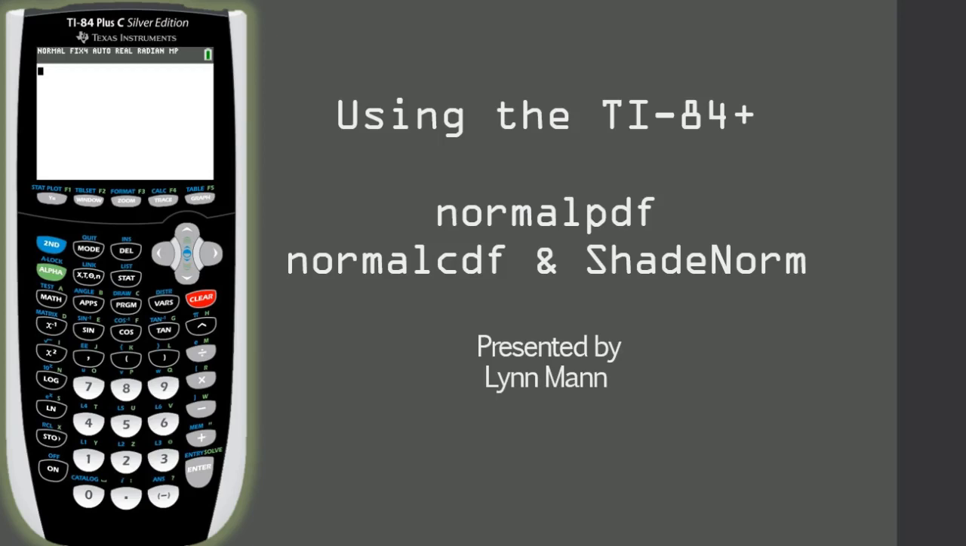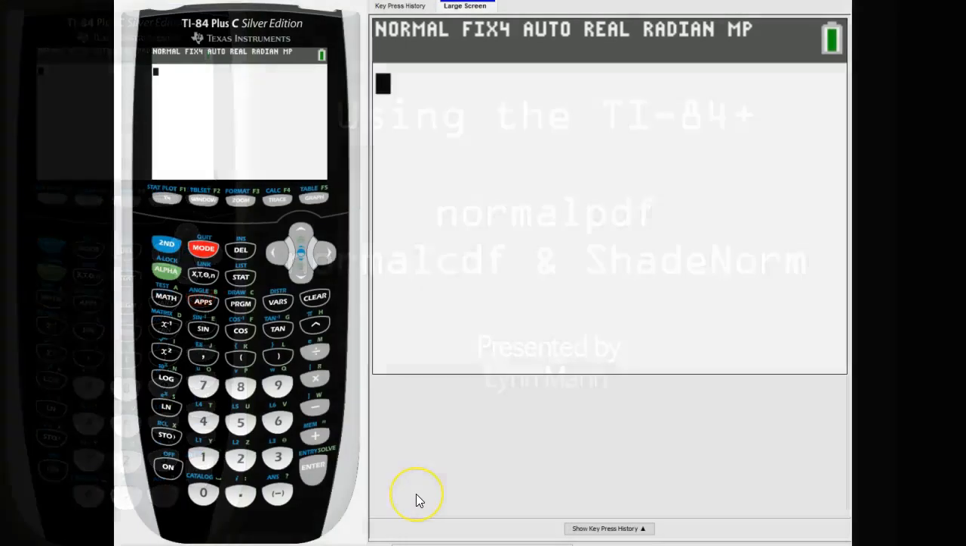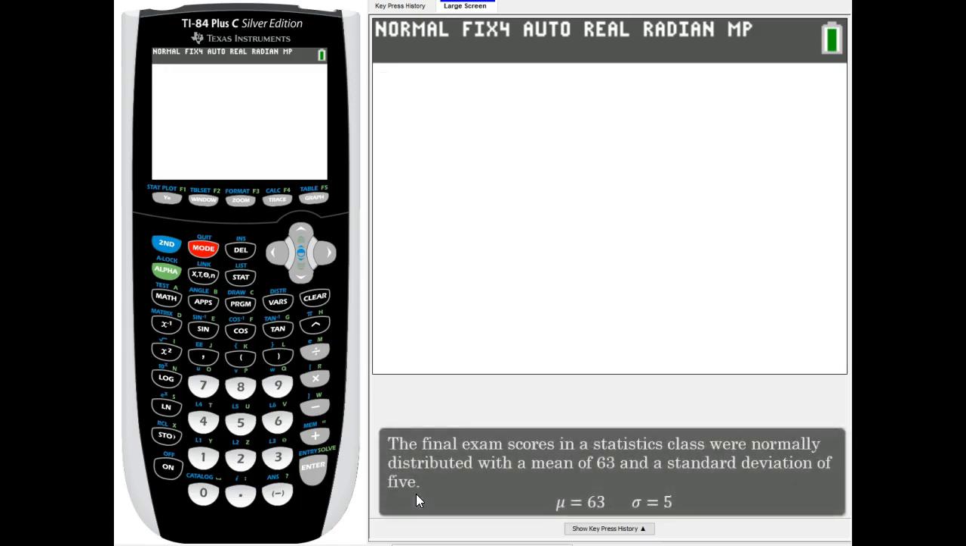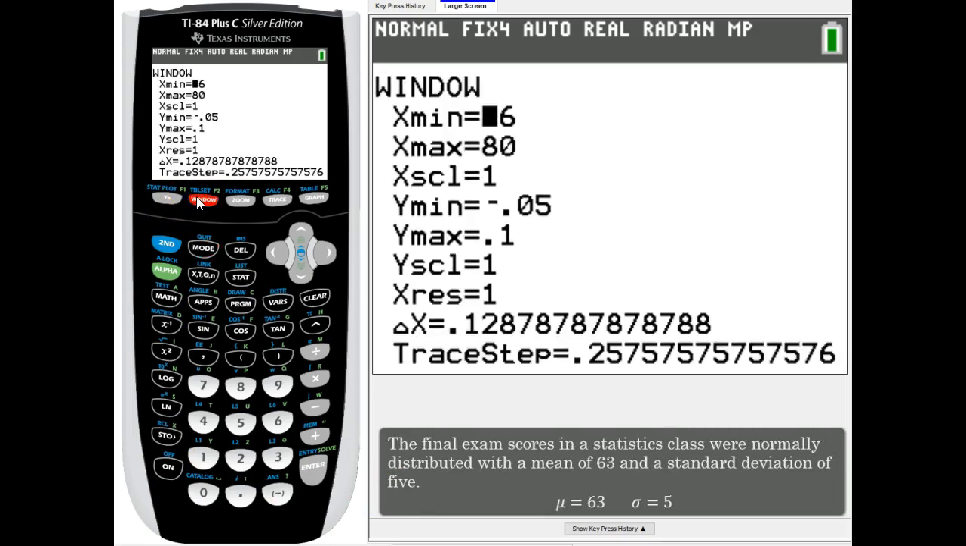In this lesson, we'll be going over the functions normal PDF, normal CDF, and shade norm. When working with the TI-84 Plus and the normal distribution, there's quite a few things that we can do. Let me start off by saying I am going to graph some of these problems. To do that, we're working with the mean of 63 and the standard deviation of 5. And that's going to determine what settings I have on my window. So let me share with you what settings I have.